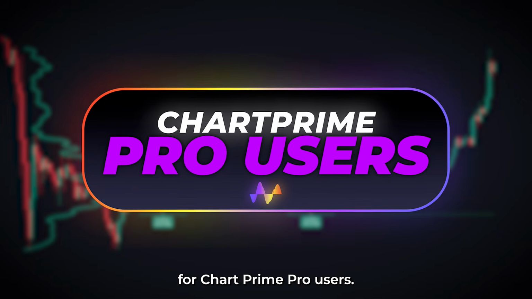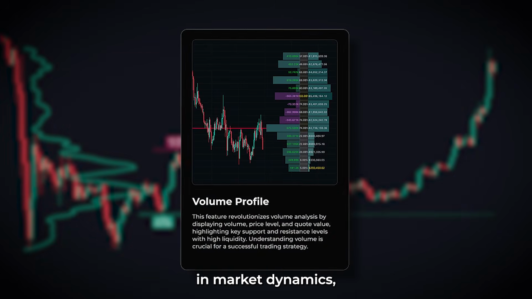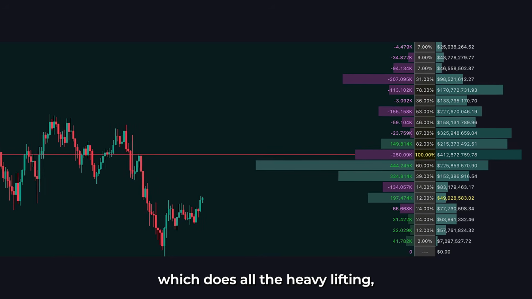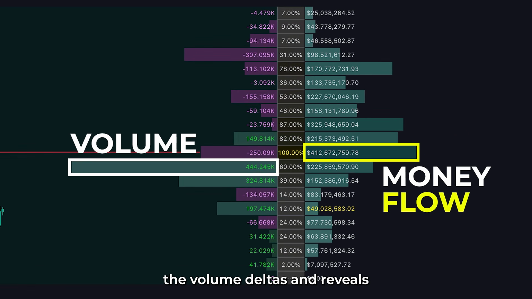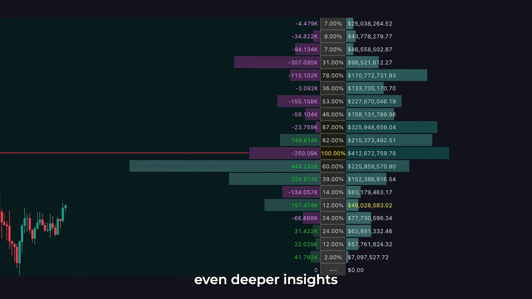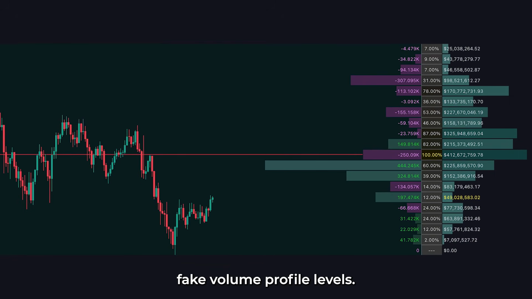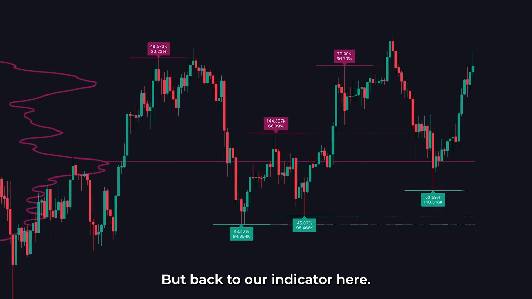For Chart Prime Pro users, you of course have our volume profile in Market Dynamics, which does all the heavy lifting, showing you the volume deltas and reveals even deeper insights into how you can avoid fake volume profile levels. But back to our indicator here.